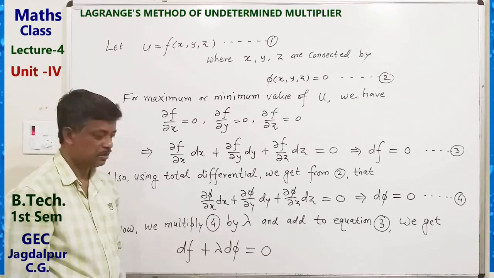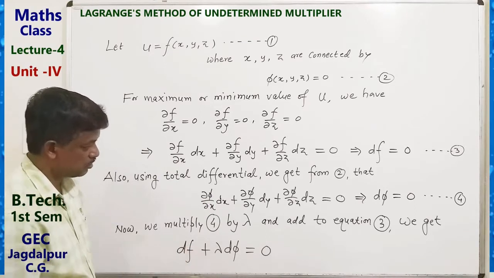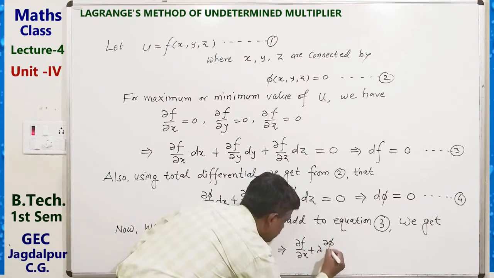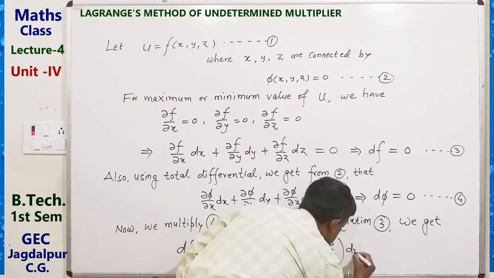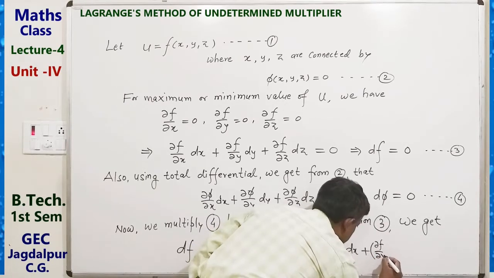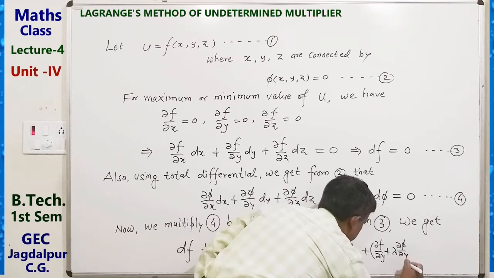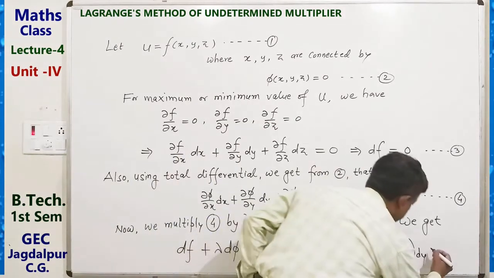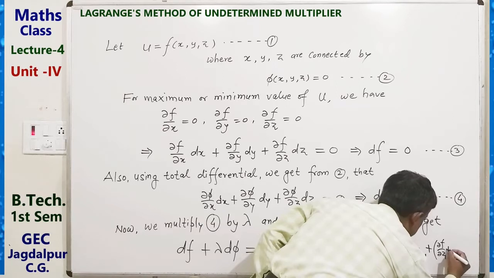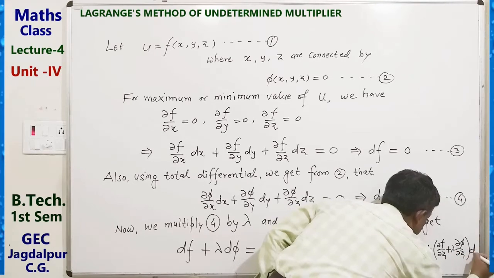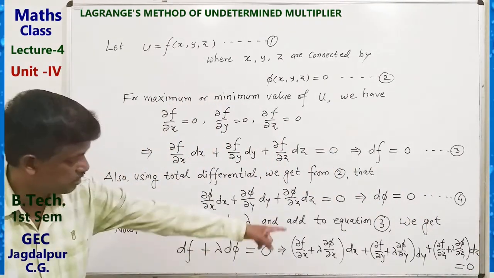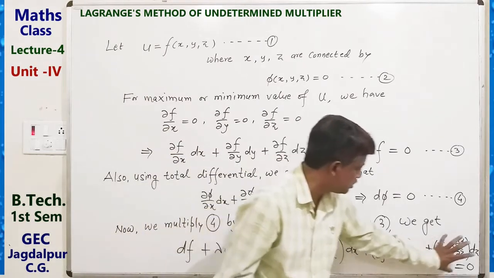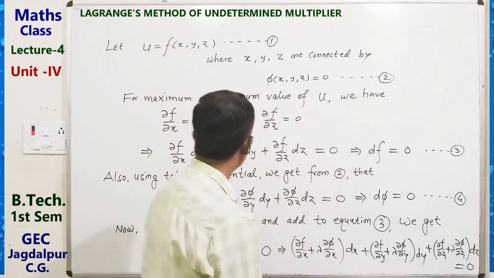Now this combination gives this plus lambda into this into dx. So this equation gives (del f by del x plus lambda del phi by del x) dx plus (del f by del y plus lambda del phi by del y) dy plus (del f by del z plus lambda del phi by del z) dz equals to 0. This means what? This equation will be satisfied if separately this is equal to 0, this is equal to 0, this is equal to 0. Okay?